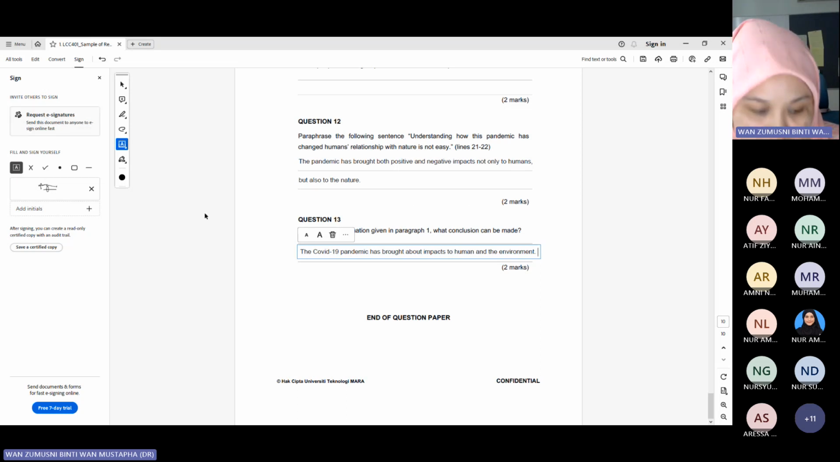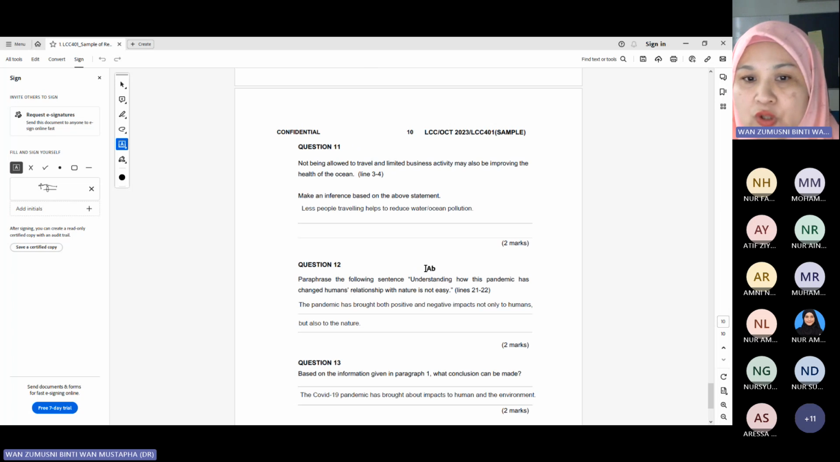What conclusion can you make? So the conclusion that you can make here is COVID-19 pandemic has brought impacts to human and environment. So it's pretty straightforward, isn't it? Okay. So that's it on the sample. Sample, yeah.